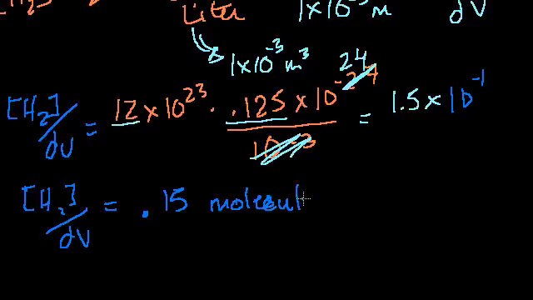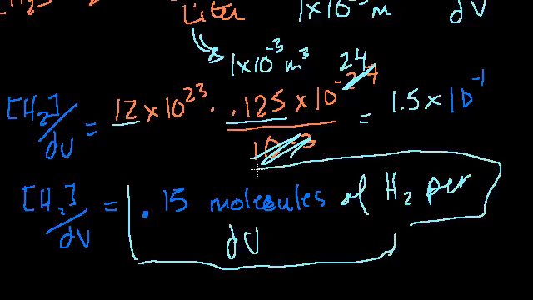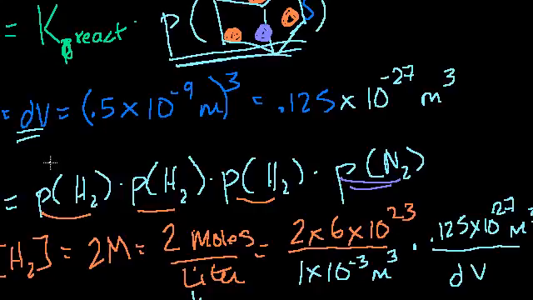Molecules, not moles anymore, of hydrogen molecule per my little dV, my little box. And so this is a probability, right? This is a probability because obviously I can't have 0.15 molecules in every box. This is just saying on average, there's a 0.15 chance that I have a hydrogen molecule in my box. So if I want to go back here, this is 0.15. This is 0.15. This is 0.15.